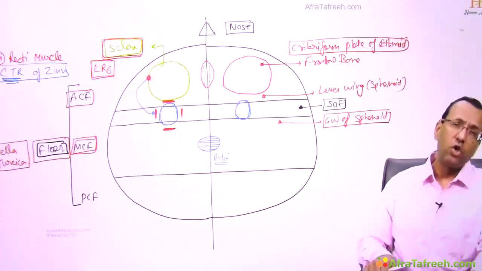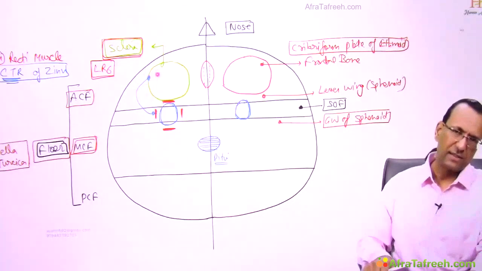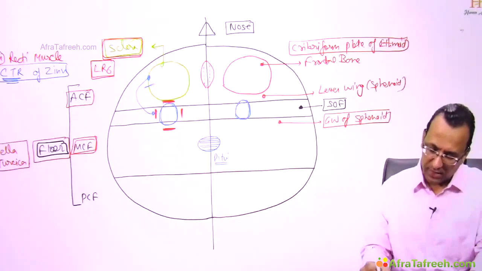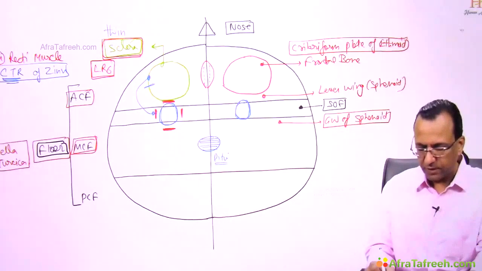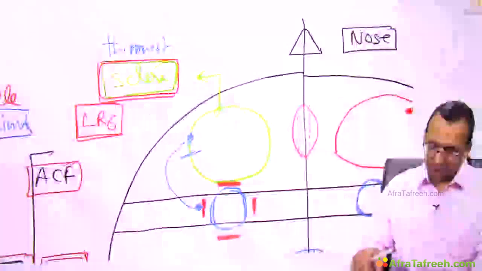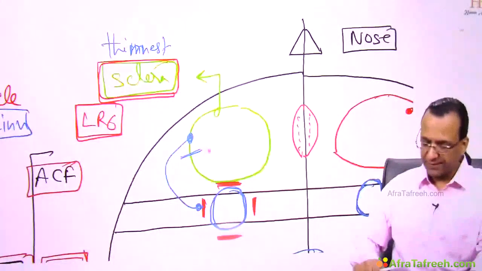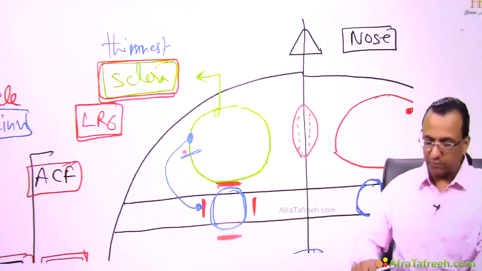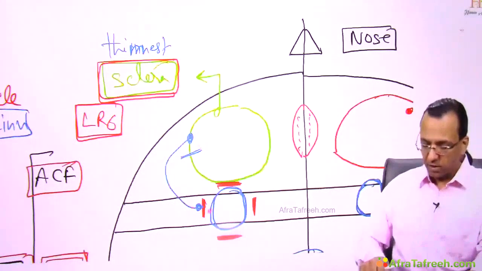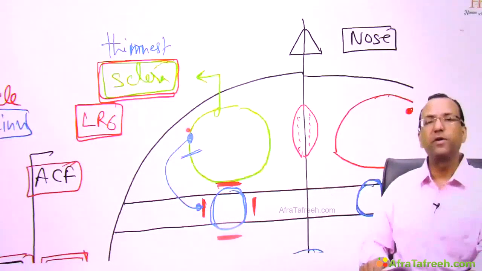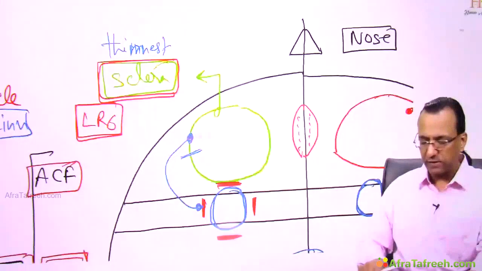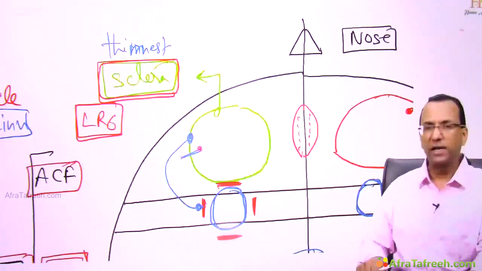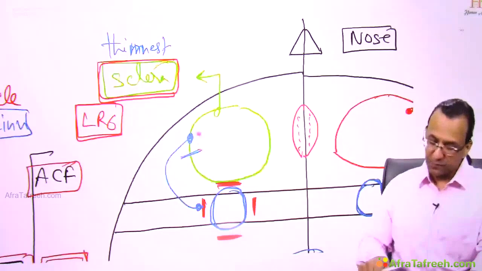Now remember, wherever the rectus muscle is inserting, just behind the insertion is the thinnest sclera. One question came, where do you have the thinnest sclera? Understand, the thinnest sclera is just behind the attachment of any of the four recti, maybe lateral rectus or maybe superior, inferior, medial rectus. Wherever the four recti insert, just behind the insertion will be the thinnest sclera. That you remember. Okay, then what is the next thing to do?